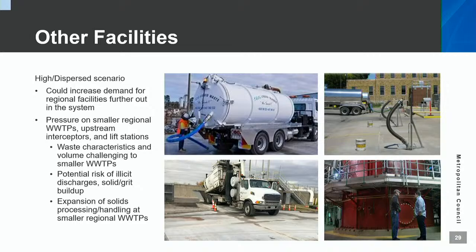To give an example of this, the top two photos there are liquid waste receiving. So we have a liquid waste receiving tank and facility. Liquid waste haulers bring septic tank and holding tank waste. And in our high dispersed scenario, we see more growth served by ISTSs, which could increase that demand. So while we have liquid waste receiving facilities throughout our region, at many of our larger and mid-sized treatment plants, given the size of the plant and the waste characteristics, where the waste is highly concentrated, it may be challenging to handle this type of waste at some of our smaller plants or larger quantities at our medium-sized plants.